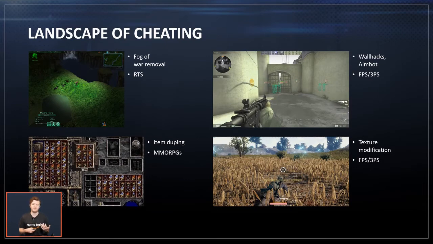So it's really important to prevent the duplication of items so that this doesn't happen in your game. And then lastly, there are even some, you know, less insidious examples like texture modification. By swapping out a single file, oftentimes people can change the way certain entities look in their game to be able to gain a visual advantage.